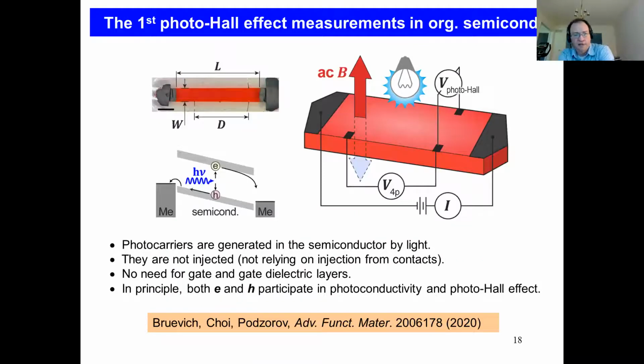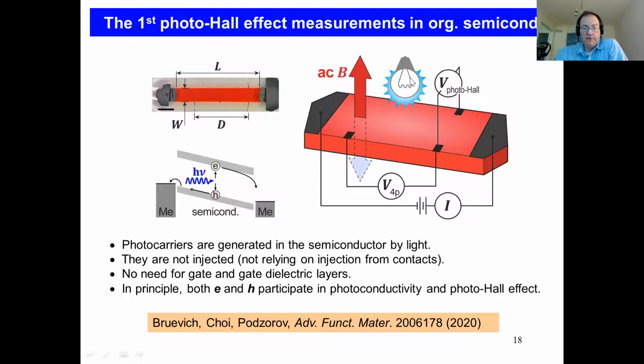Finally, let me switch gears one more time and tell you about another recent experiment. This is the first, to my knowledge, photo-Hall effect measurement in organic semiconductors. Again, here we used our powerful AC Hall technique, and we used our favorite system, rubrene. These devices are not transistors, so there's no gate dielectric or gate. So we have just a freestanding crystal with a free surface in a Hall bar contact geometry.